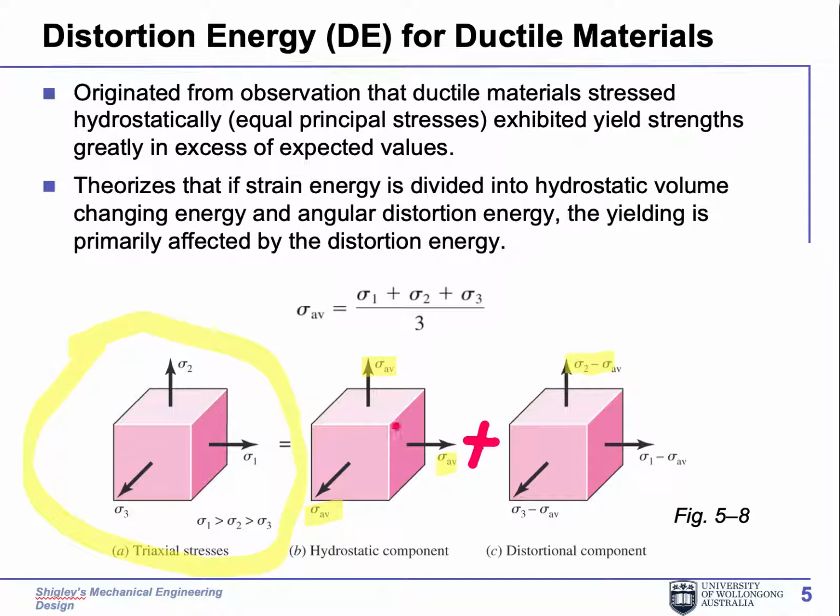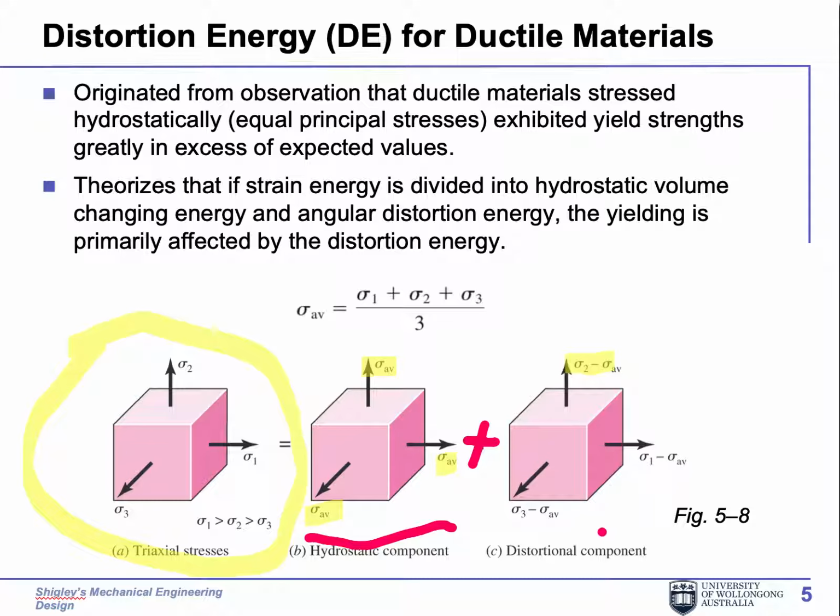Look at the first part: the three principal stresses are the same, equal to sigma average. So you are changing the size of this cube. The geometry doesn't change. The angular distortion doesn't exist. You only make the cube bigger or smaller, depending on how much the stress is.